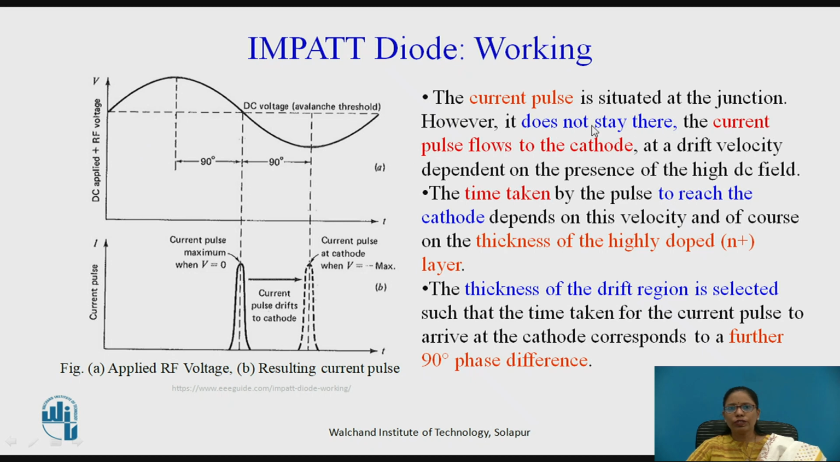The current pulse is situated at the junction and it will not stay there; the current pulse will move towards the cathode. The drift velocity depends on the presence of the high DC field. The time taken by the current pulse to reach the cathode depends on the velocity and the thickness of the highly doped N+ layer. The thickness of the drift region is selected such that the time taken for the current pulse to arrive at the cathode provides another 90-degree phase shift. So in total we get a 180-degree phase shift between the voltage and current. Voltage is negative maximum, current is positive maximum.